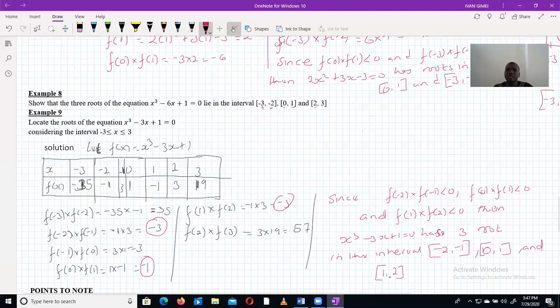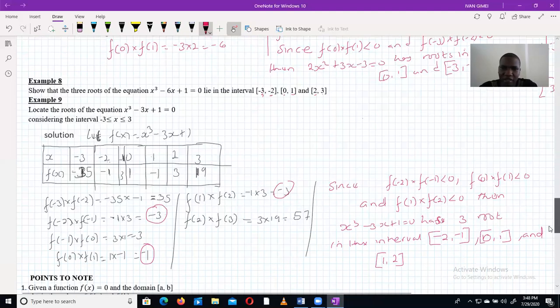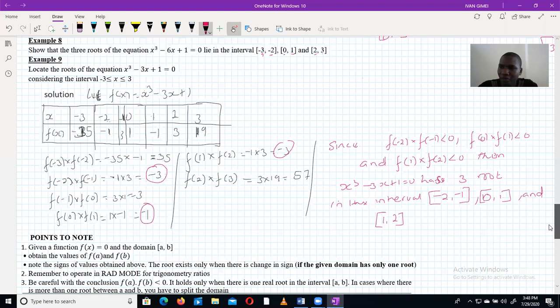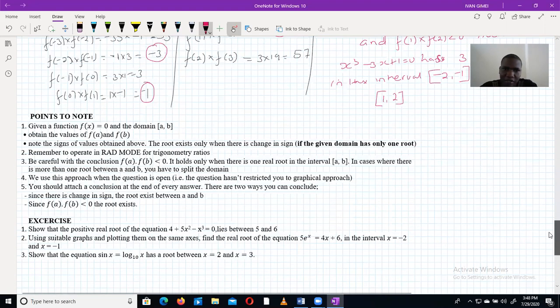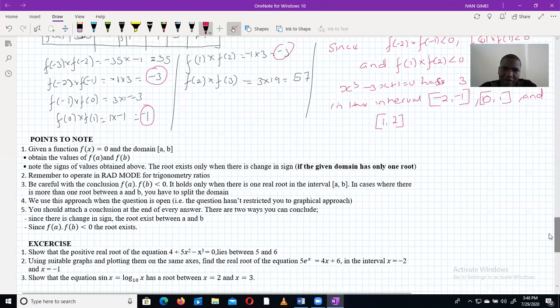All these examples, the 9 examples, bring out different concepts that I think if you're attentive while watching, you understand the sign change method. I think this will be of great help. I also have a summary of the key points. Given a function f of x and the domain, how do you start the question? Simply substitute a in f of x and b in f of x to get the values of f of a and f of b.